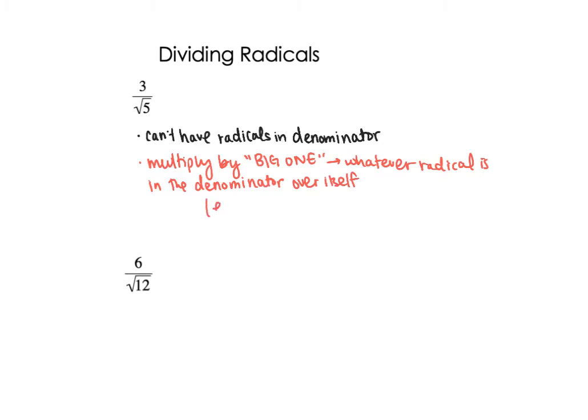So for instance, if we have 1 over the square root of 3, the radical in the denominator is square root of 3, so my big 1 is going to be square root of 3 over square root of 3. The reason I call that a big 1 is because square root of 3 over square root of 3 just equals 1. And remember, whenever you multiply by 1, it doesn't change the value. That's why it's okay to do this. So looking at this example up here, my radical in the denominator is square root of 5. So I'm going to multiply by square root of 5 over square root of 5. Okay, once you do that, you're just going to multiply fractions straight across.